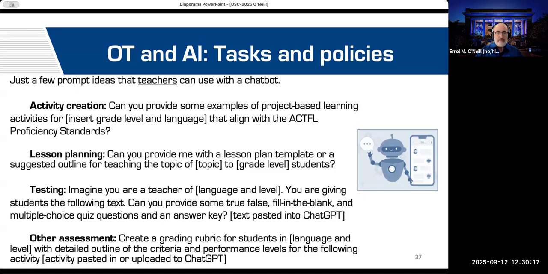And an important thing to mention is that you can either copy and paste text or upload a document into the chatbot, and it will analyze it and then give you suggestions based on that document. So if you put in there the assignment, then it will tailor it specifically to that assignment as opposed to just a general rubric.